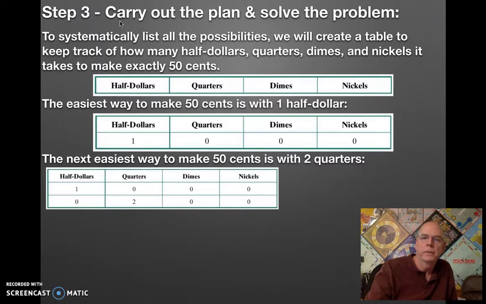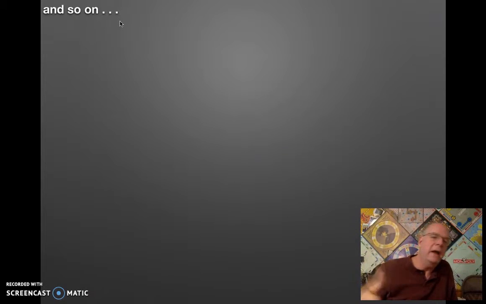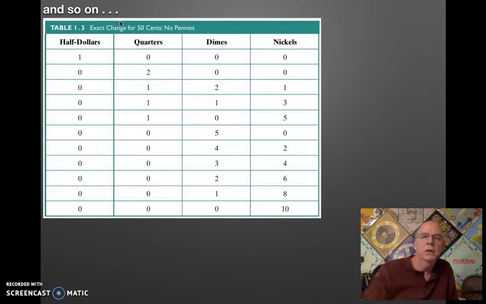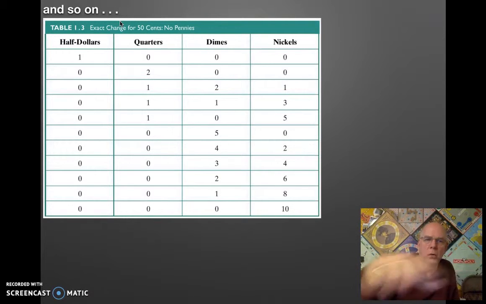All right? So if we continue with that pattern and look at all the combinations of coming up with 50 cents, here is our table. And this is from your book. Okay? And so you can see the first row is our 1 half dollar. Our second row is our 2 quarters. You could maybe have 1 quarter, 2 dimes, and a nickel, and so on. You can go through this whole table and see all the way down to 10 nickels as a possibility to get to 50 cents. All right?